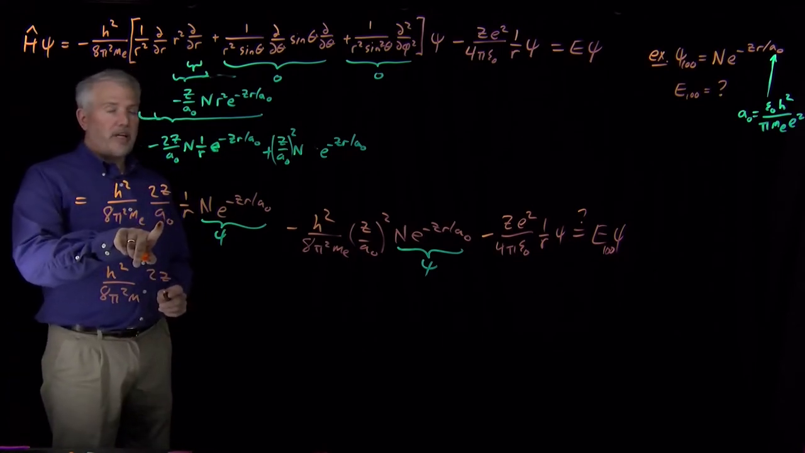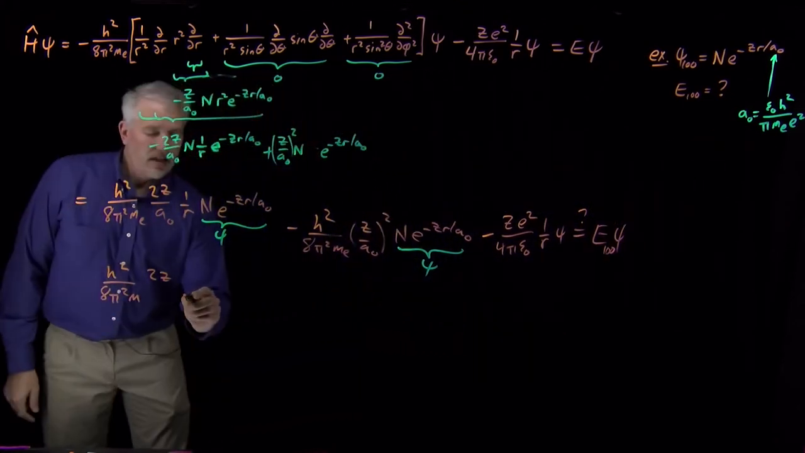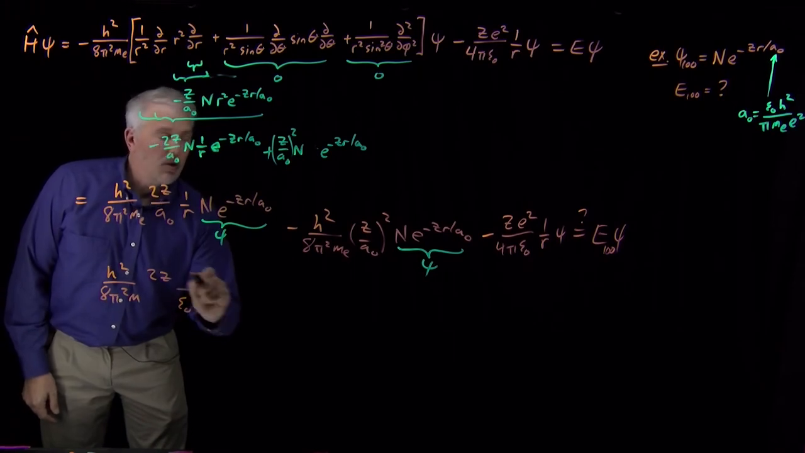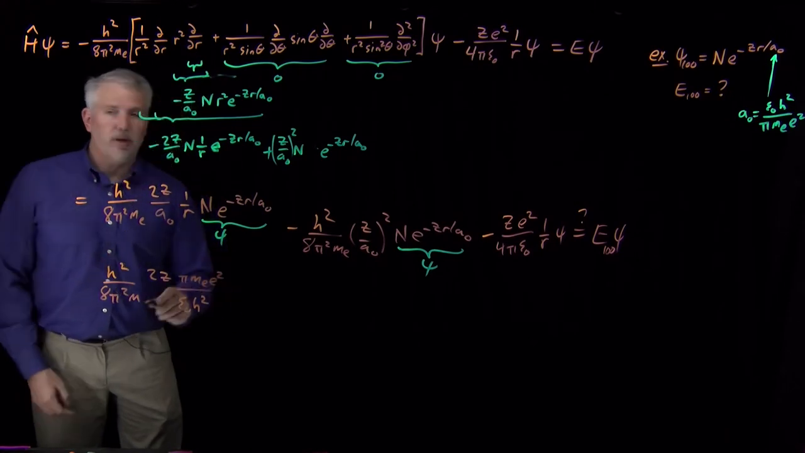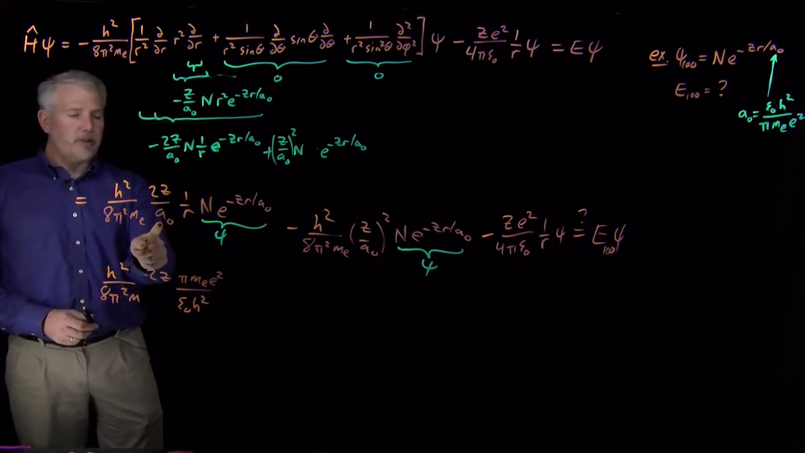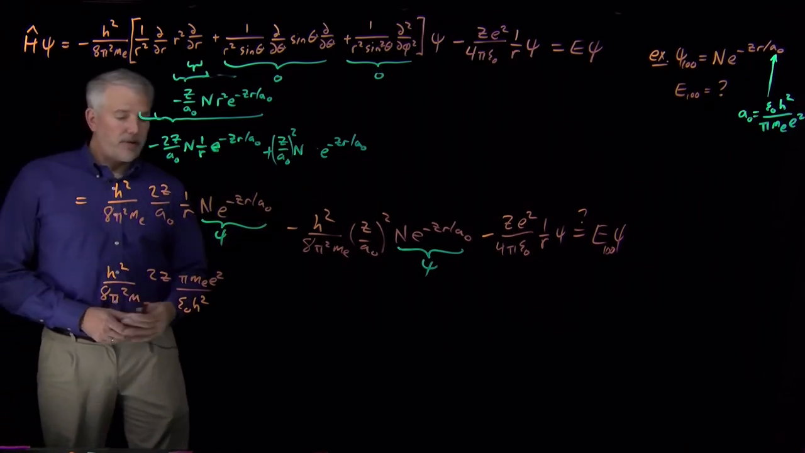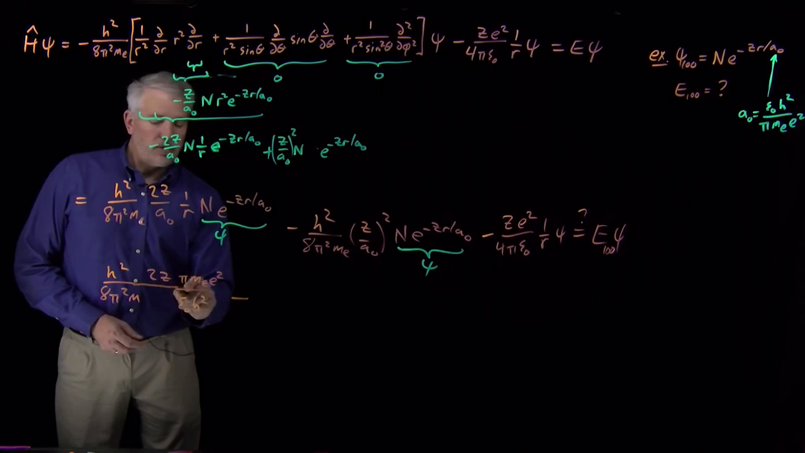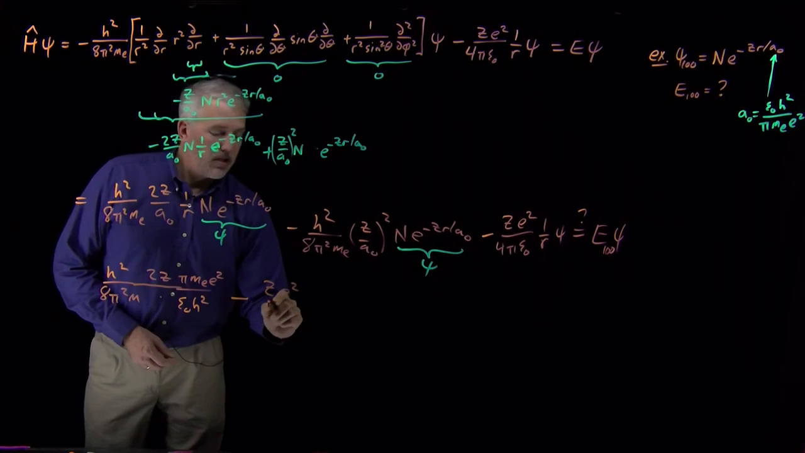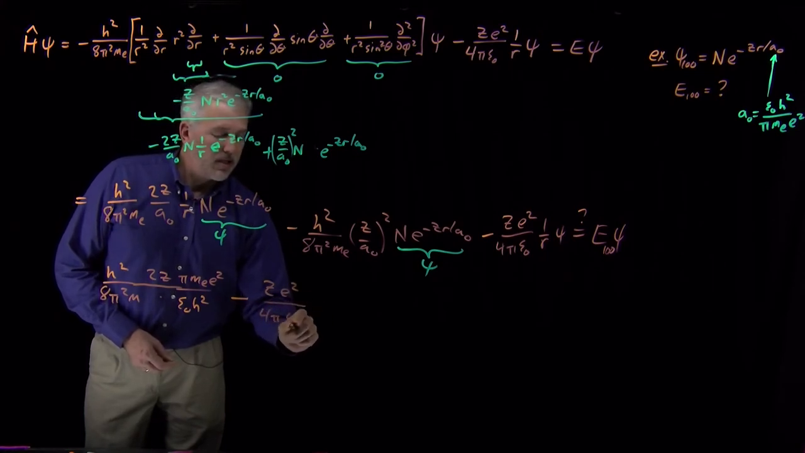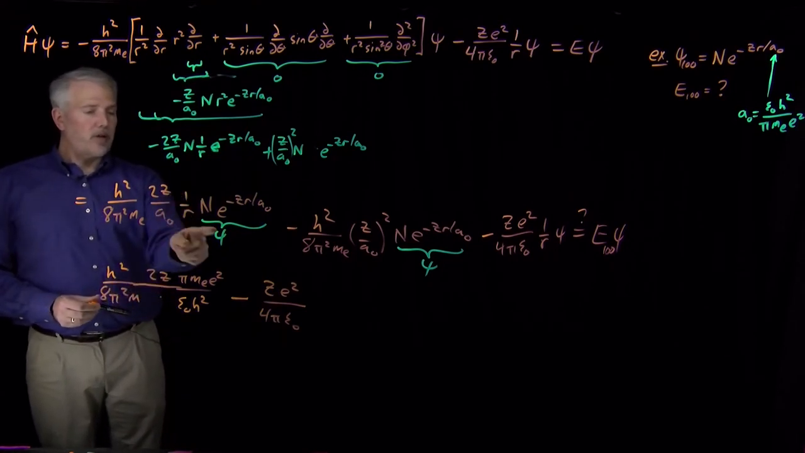I've got a 1 over a naught, and this is why I reminded us what the value of a naught is. If I take 1 over a naught, I'll get epsilon naught h squared over pi mass e squared. So that's this first term, where I've replaced the Bohr radius with the constants that it equals. And then for the third term, so this is all one large fraction, I've got minus z e squared over 4 pi epsilon naught. Again, each of those terms multiplies a 1 over r and a psi.